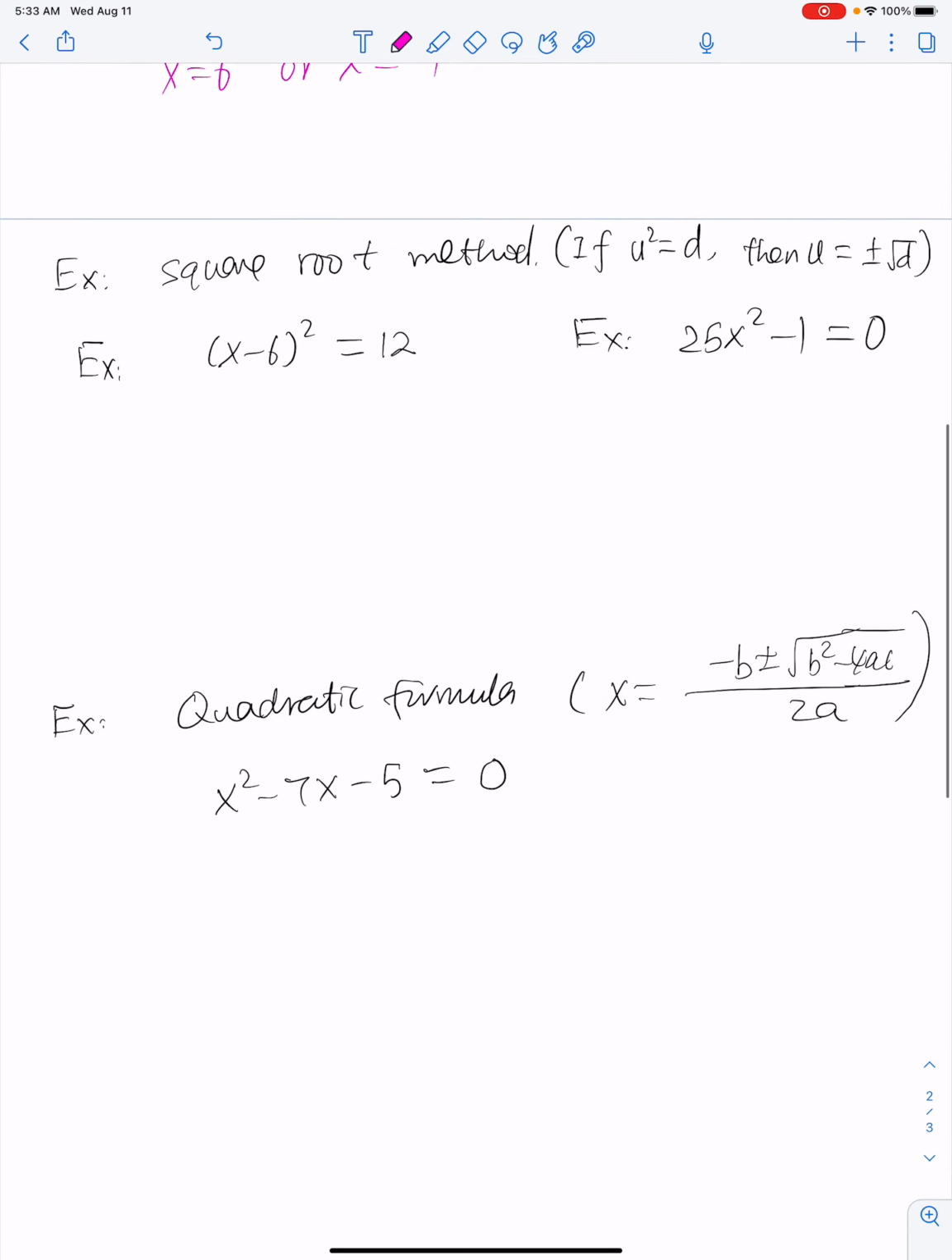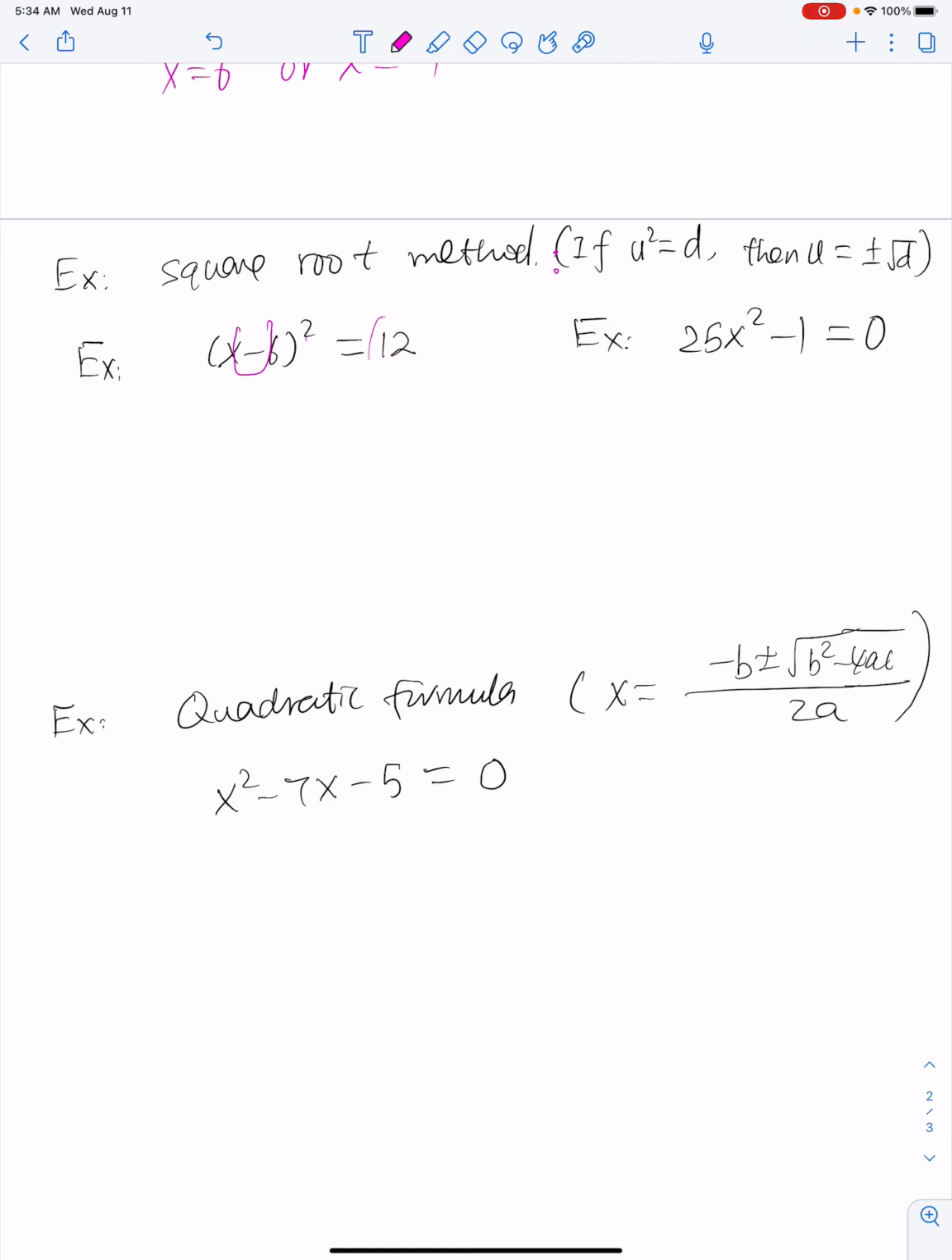So the next method is the square root method. What is the square root method? If u squared equals d, then u equals plus or minus the square root of d. This means if you have a perfect square equal to a number, then u will be equal to plus or minus the square root. Take x minus 6 squared equal to 12. A lot of students will complete the square, but because this is already a perfect square equal to a number, x minus 6 is your u.